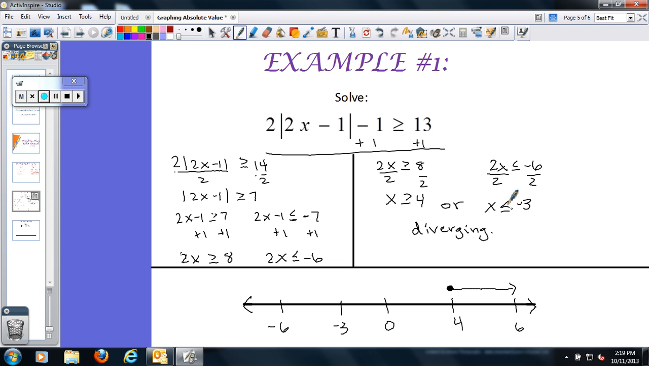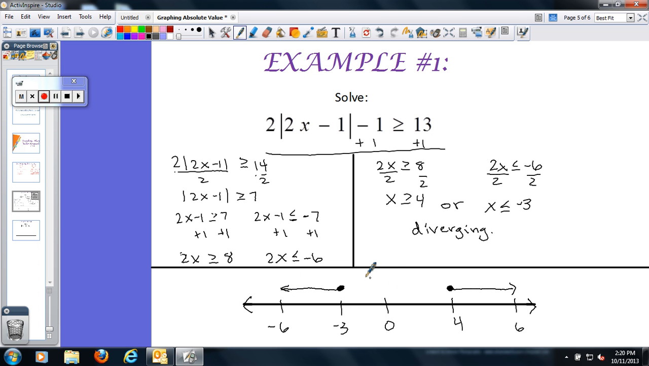Now I'm going to go to the next one. x is less than or equal to negative 3, so I'm going to put a closed circle at negative 3. 0 is greater than negative 3, but negative 6 is less than negative 3. So I'm going to go towards negative 6, and this would be my graph.